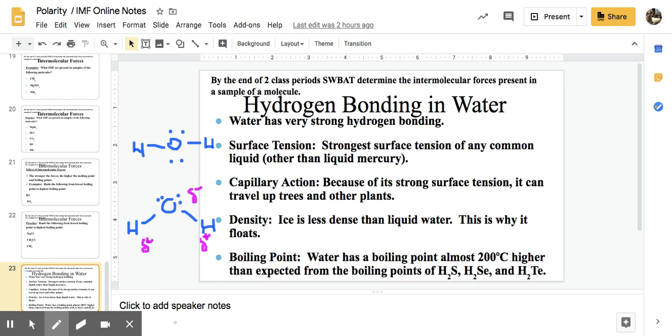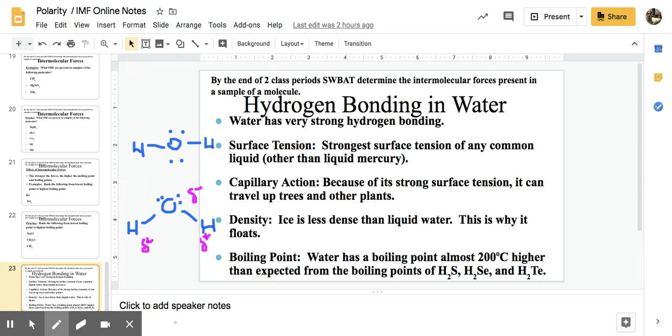Capillary action. You might remember photosynthesis from biology. You would water a plant or a tree or something on the bottom where the roots are, but the whole entire plant needs to have that water. It travels up through something called capillary action. That is because of the hydrogen bonding. It sticks to the surface of the different things inside the plant and it goes all the way up to the top of it.